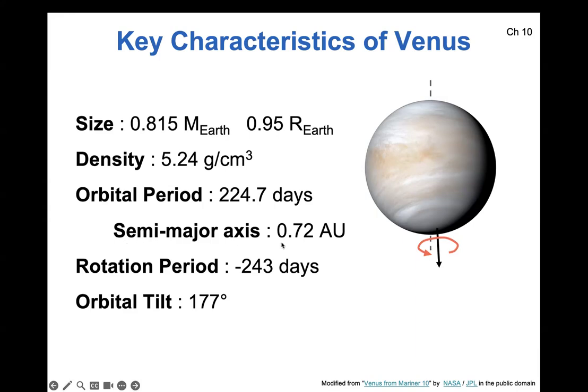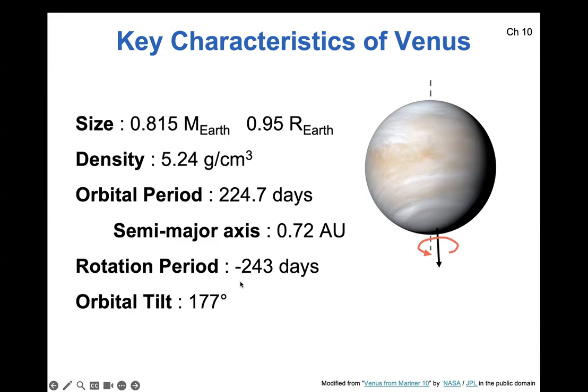The semi-major axis is 0.72 AU. This is just telling us how far it is from the sun. So it's closer, right? That means it's going to be hotter. The sunlight's more intense, right? So even if it wasn't for the oppressively dense atmosphere that completely encases the planet, it would be a pretty hot planet just because of how far it is from the sun.